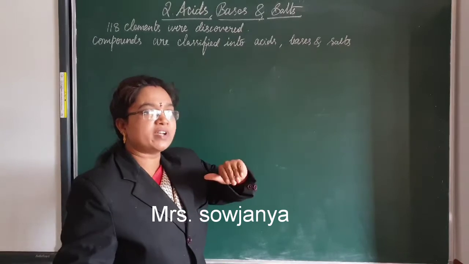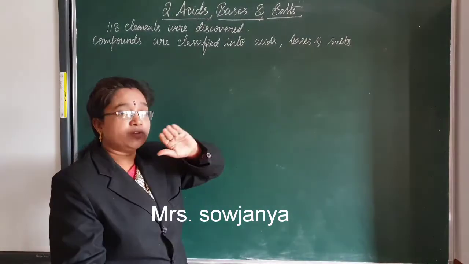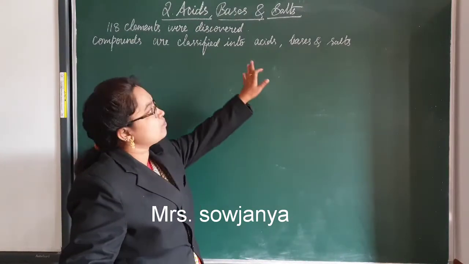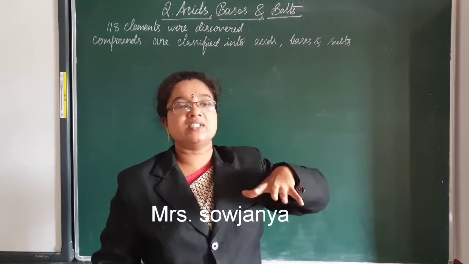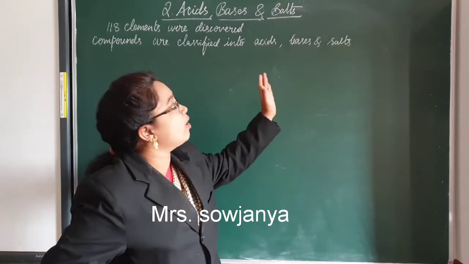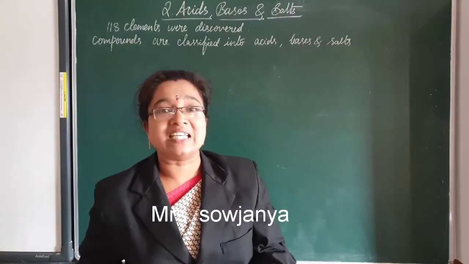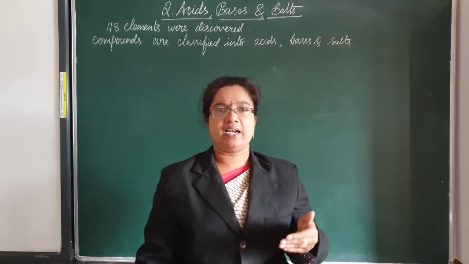How many categories have we classified these compounds into? Three categories. What are those three categories? Acids, bases and salts. Okay, so in this chapter we will learn what are acids, what are bases and what are salts, and also we will see their chemical properties and their uses and everything.